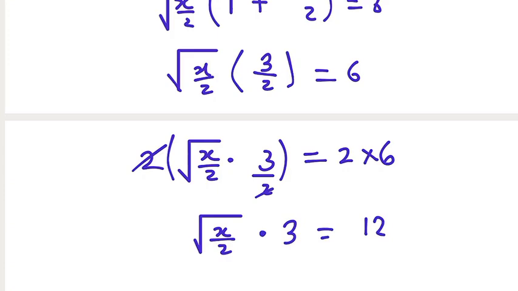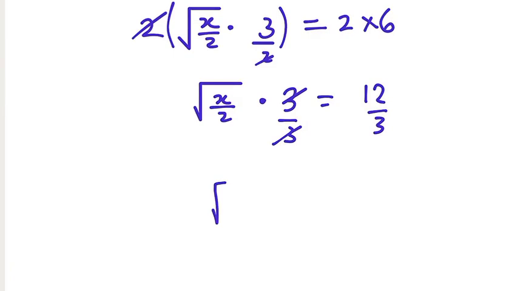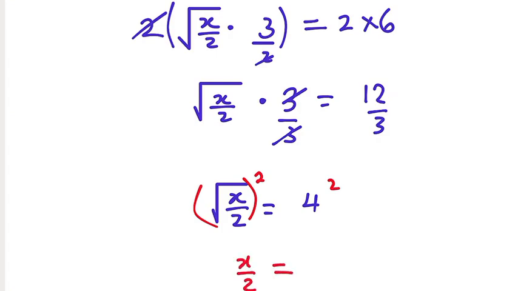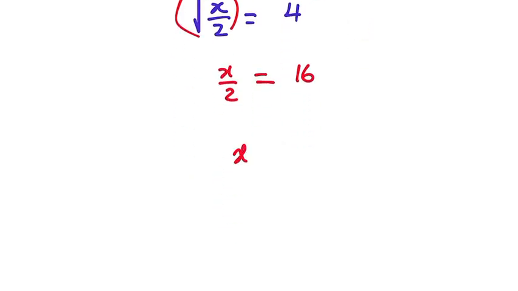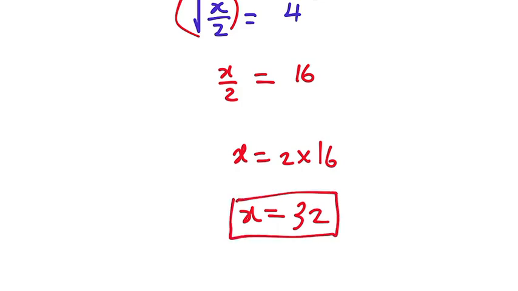Now we divide both sides by 3. This cancels this, and we have the square root of x over 2 equals 4. To clear this square root, we square both sides. Squaring it, we have x over 2 equals 16, because 4 squared is 16. Then x equals 2 times 16, so x is 32. And that's the solution to the problem.